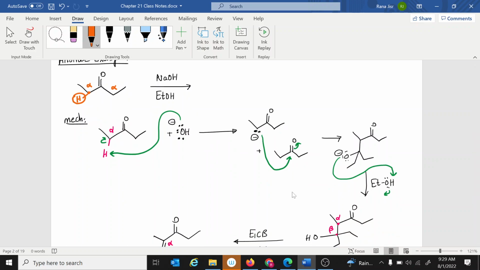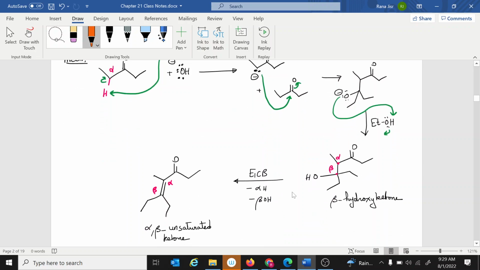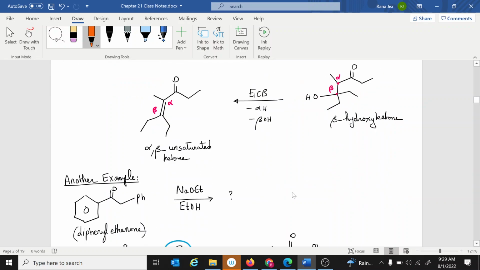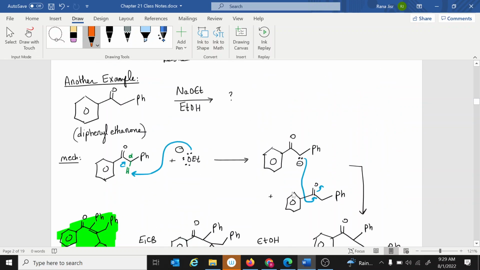Every time you form a bond, you break a bond. Please remember this, okay? And then with the solvent, you protonate, you form the beta hydroxy ketone, and then do the E1CB and get the alpha beta unsaturated ketone. Any questions on this reaction? Okay, it's a very simple one, and I did give you a lot of examples. Most of these examples are in the problem set in there.